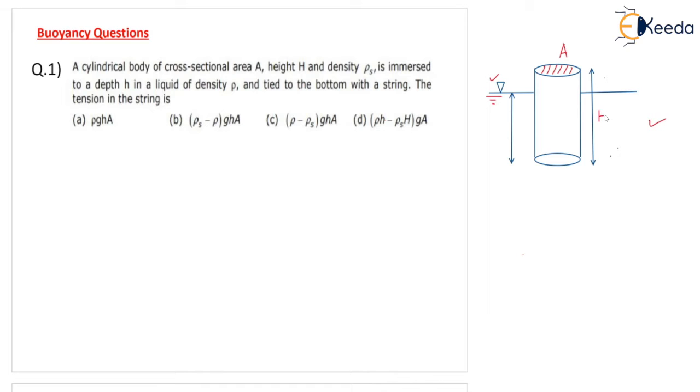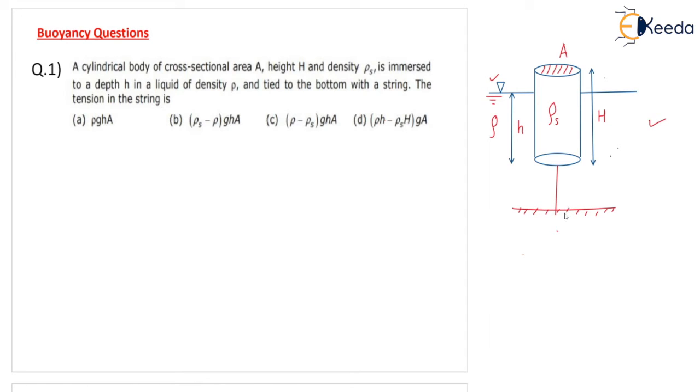This height is capital H, the total height of the cylinder, and rho s is the density of the cylindrical body, which is immersed to a depth h. The part which is immersed is your small h, in a liquid of density rho. Whatever the liquid is, its density is rho, and the body is tied to the bottom with a string. So let us say this is the string, connected here and tied to the bottom like this.